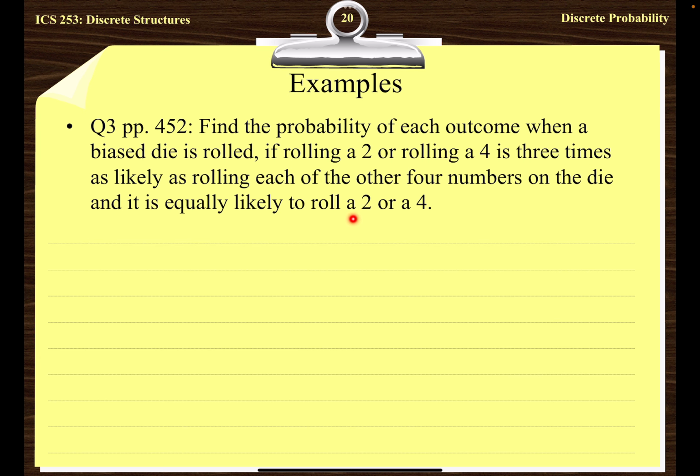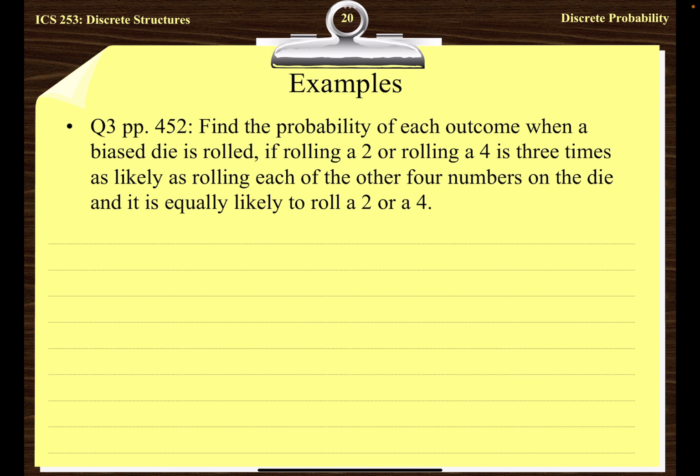See, do we have to have this condition if what was meant was that 2 is 3 times each one of the others and 4 is 3 times each of the others? Do we need to say it is equally likely to roll a 2 or a 4? It would not be needed, because it's already 2 is 3 times 1 or 3 times 3 or 3 times 5 or 3 times 6, and likewise 4. Why would you say that it is equally likely to roll a 2 or a 4? So basically what is meant here is 2 or 4. So now the probability is 1.5.